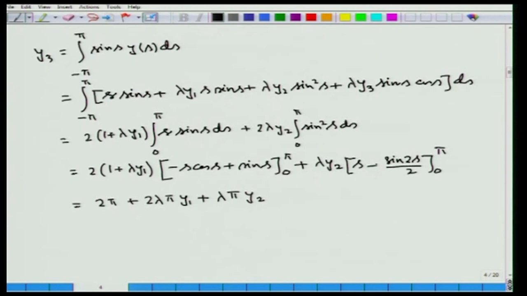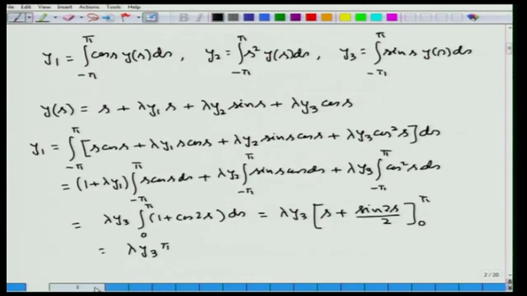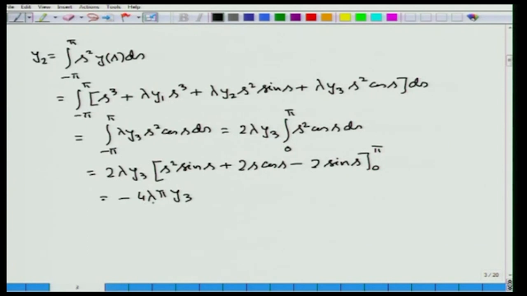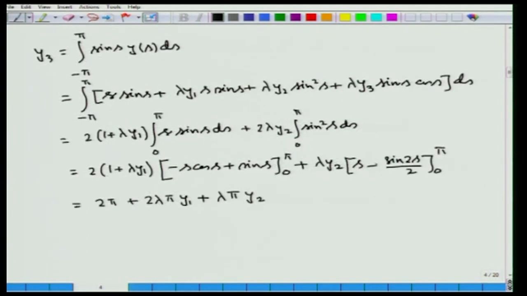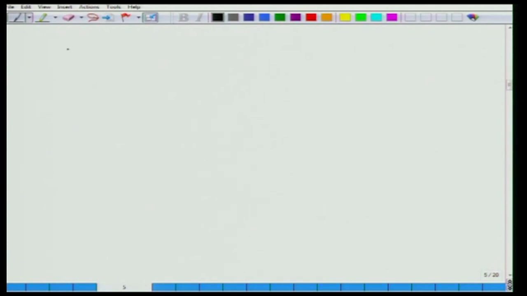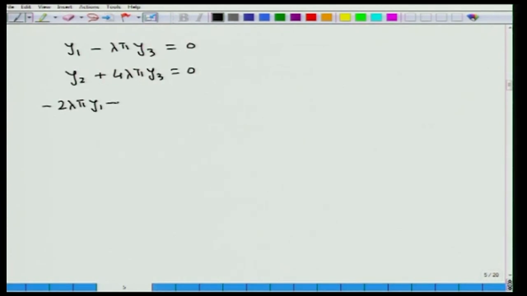So, now if we collect all the equations that we have obtained, so from first we have obtained y 1 equal to lambda pi y 3, then y 2 equal to minus 4 lambda pi y 3, and finally, here y 3 equal to 2 pi plus 2 lambda pi y 1 plus lambda pi y 2. So, finally, we can write down the system of equations as y 1 minus lambda pi y 3, this is equal to 0, then y 2 plus 4 lambda pi y 3, this is equal to 0, and minus 2 lambda pi y 1 minus lambda pi y 2 plus y 3, this is equal to 2 pi.